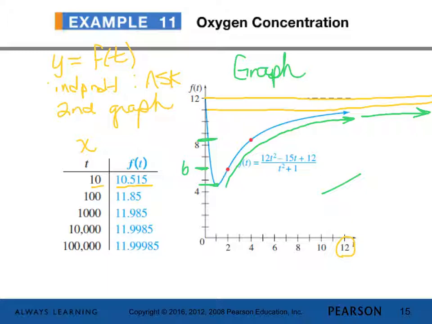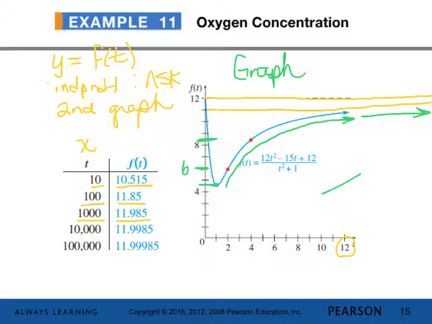and we see that at the end of 10 weeks, the concentration is 10.515. So then we increase that by a factor of 10 to 100, and we see that its oxygen concentration has increased to 11.85 after 100 weeks. So then after 1,000 weeks, just to get an idea how much that actually is, there's 52 weeks in a year, so this would be about 20 years. In about 20 years, it's back to 11.98.